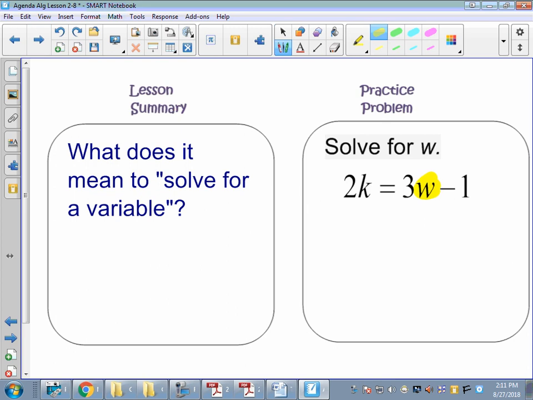Okay, that is it for section 2.8. It's also the last section in chapter 2. So bring your questions to class. We'll get to work on this, and we'll be ready to roll.